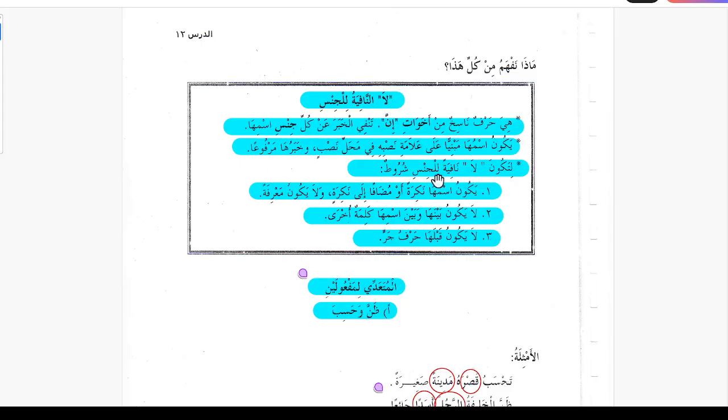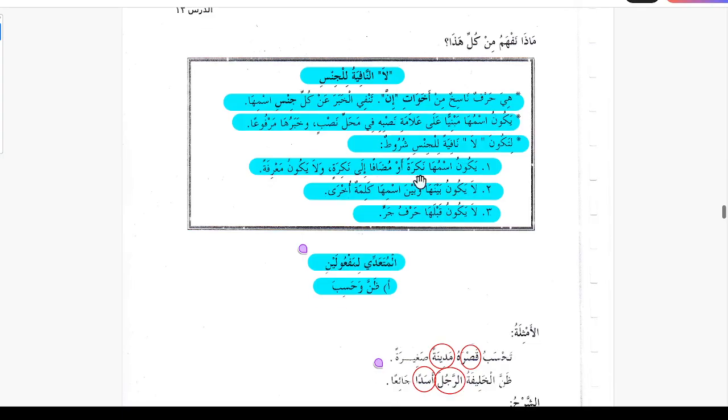Litakuna la nafiyatan lil jinsi shurutan. For the la nafiya lil jins, there are some conditions. Yakunu ismuha nakira aw mudafatan ila nakira. The ismu la nafiyatu lil jins is nakira or is mudaf to nakira. So it cannot be marifa.